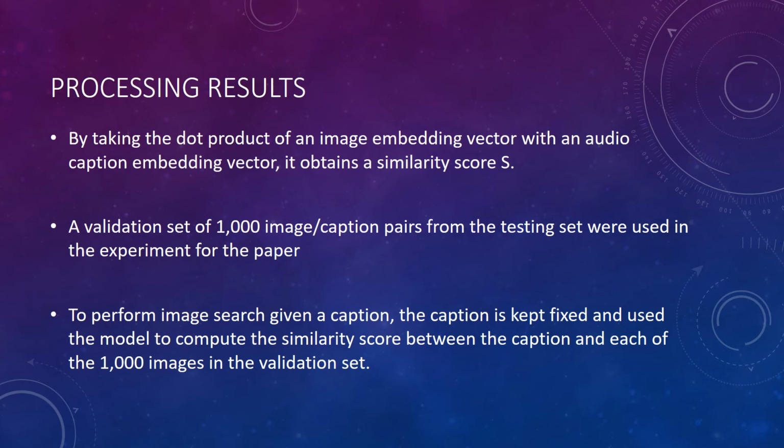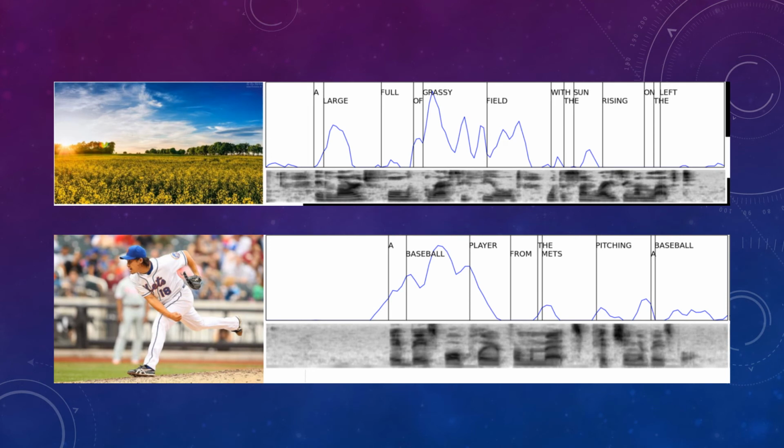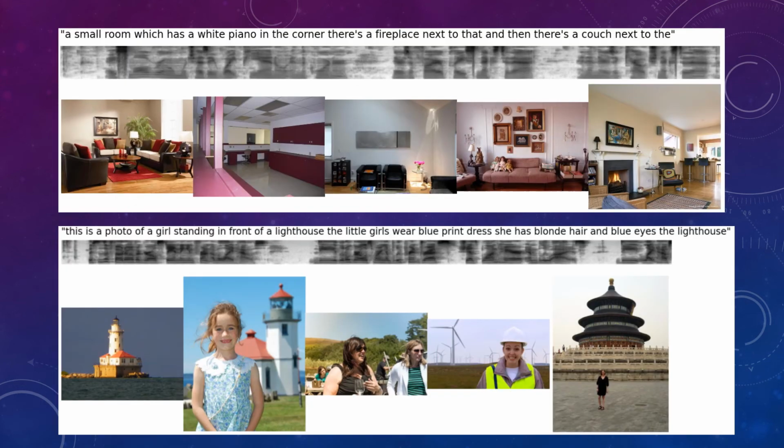A validation set of 1,000 image caption pairs from the testing set was used in the experiment for the paper. To perform image search given a caption, the caption is kept fixed and the model is used to compute the similarity score between the caption and each of the 1,000 images in the validation set. So here's an example of what they used, some graphics. There was the audio data on the right there, and then that's the image that they would use. This is where the people would describe it, what the gray stuff is.